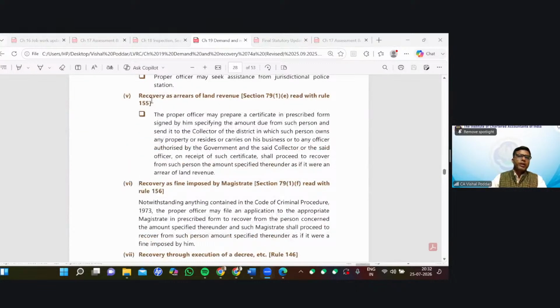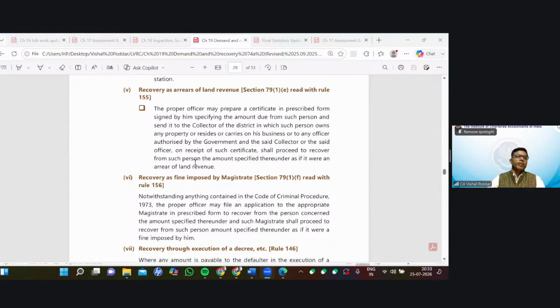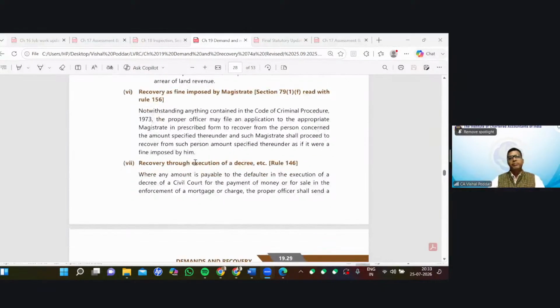Next, recovery as arrears of land revenue. Now, what is this? When all the above modes are not possible, then the government or the department will prepare a certificate in the prescribed form specifying how much amount is due from you and send it to the collector of your district. And then the collector will proceed to realize and recover this amount from you as if it were arrears of land revenue, and the respective provisions will apply.